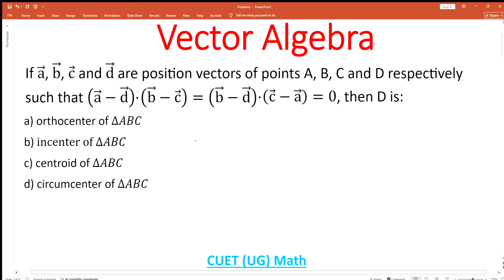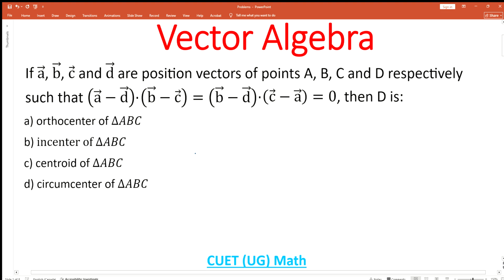In this video, we'll solve a vector algebra problem. As per the problem, if vector A, vector B, vector C and vector D are position vectors of points A, B, C and D respectively, such that vector A minus vector D dot vector B minus vector C equals vector B minus vector D dot vector C minus vector A equals 0, then D is, we are given 4 answer choices. We have to choose the correct answer choice.